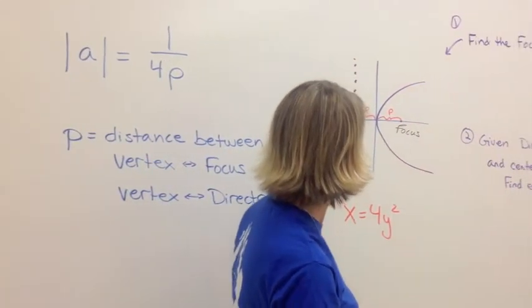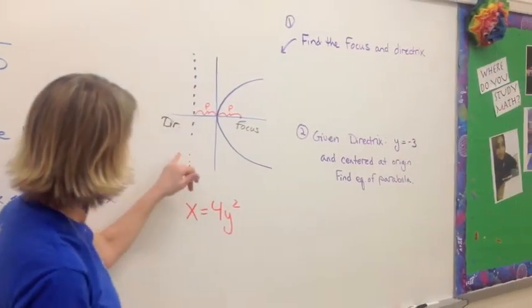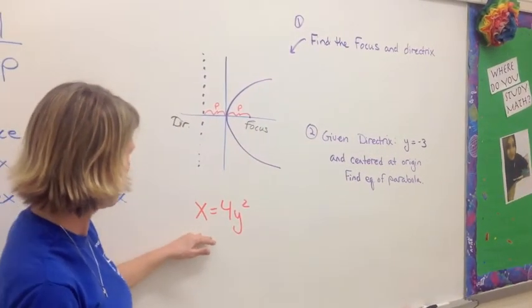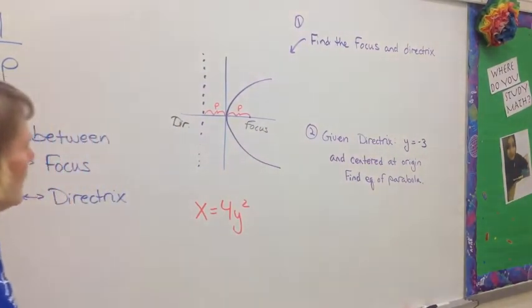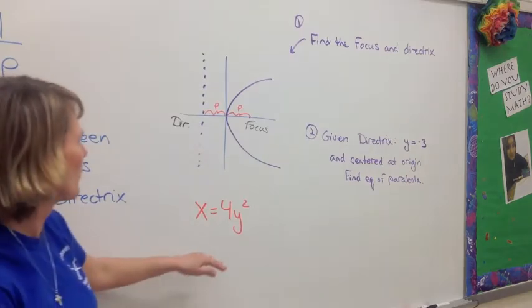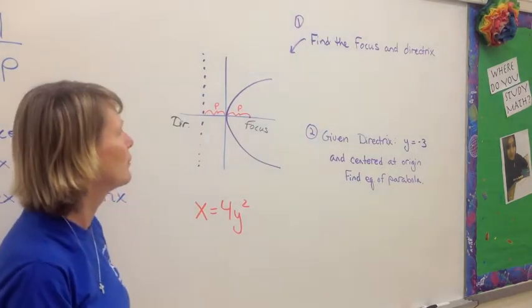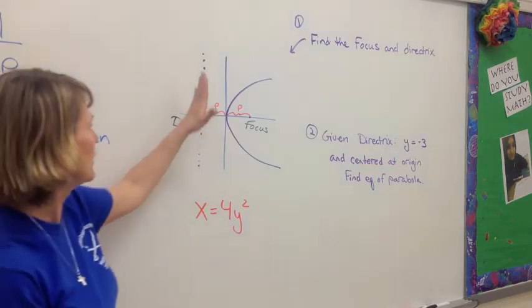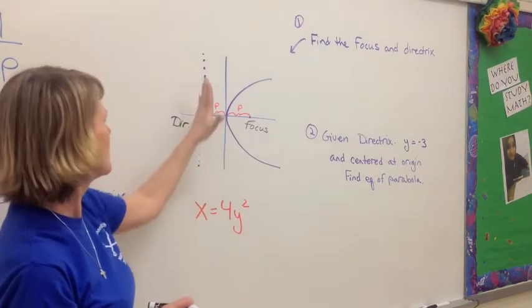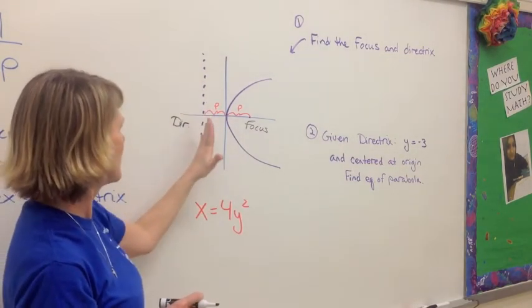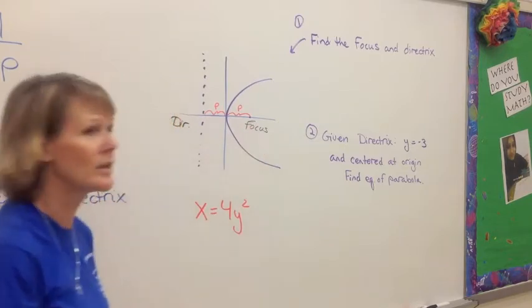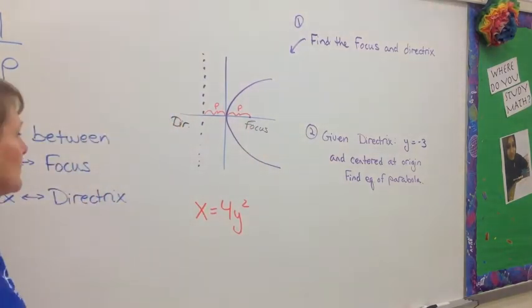Okay, so I have two examples here. I'm giving you an equation, y equals 4x squared, and I want you to find the focus and the directrix. So we need to find the equation of that directrix, remember? This is going to be x equal to some number, and then I need to find the focus, which is a point. It's going to be an xy point.